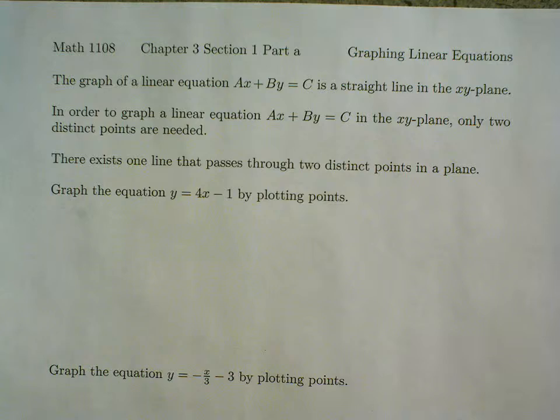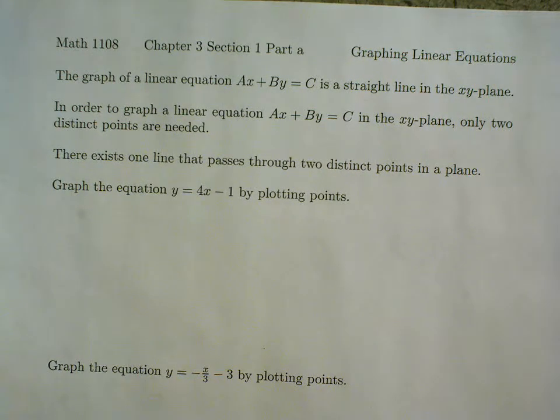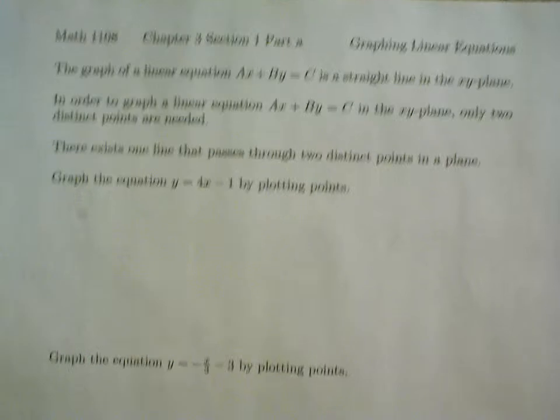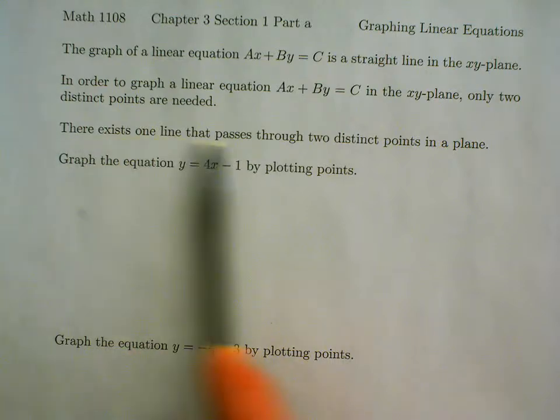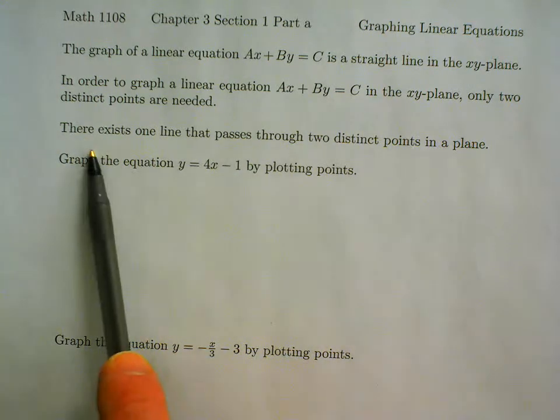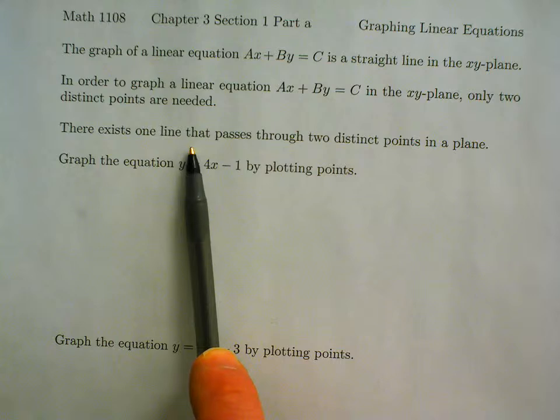You might have taken geometry, and one of the axioms of Euclidean geometry in 2 dimensions is that a single line passes through 2 different points. So in order to graph a straight line, all you need are 2 distinct points. This statement here says the same thing: there exists one line that passes through 2 distinct points in a plane.